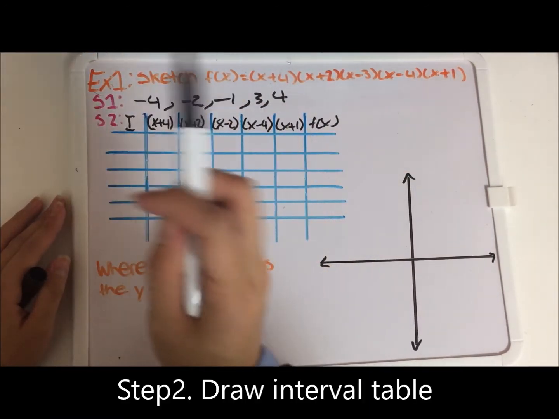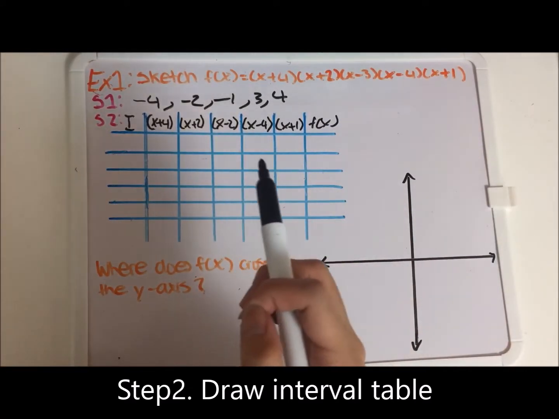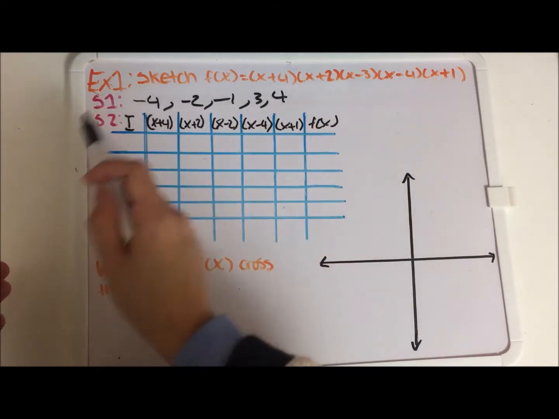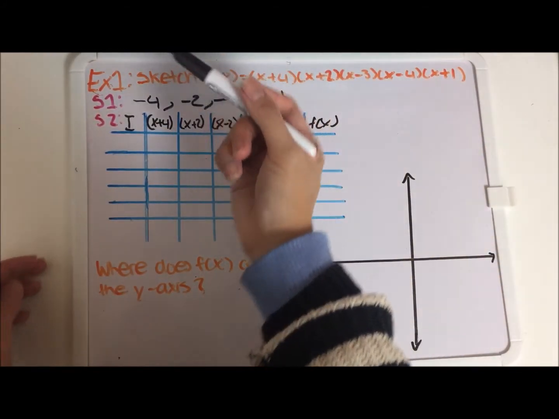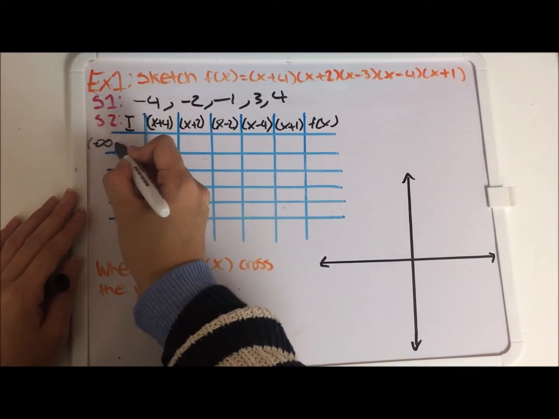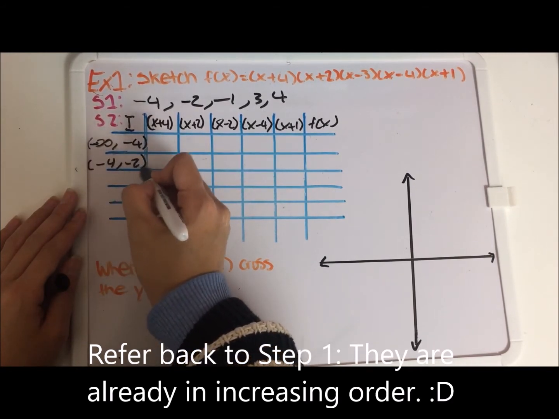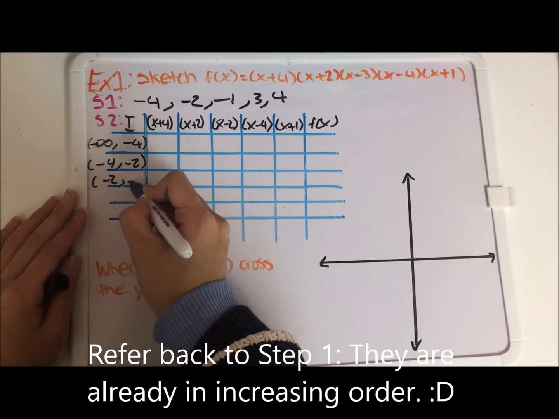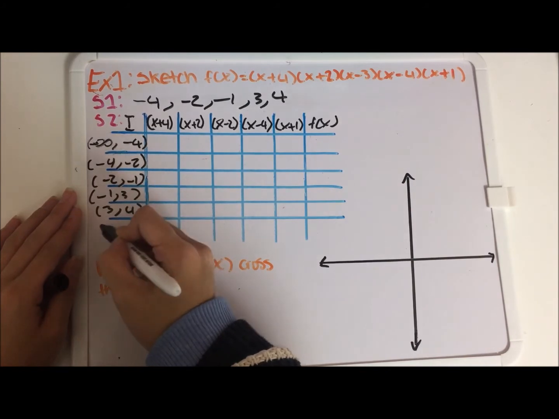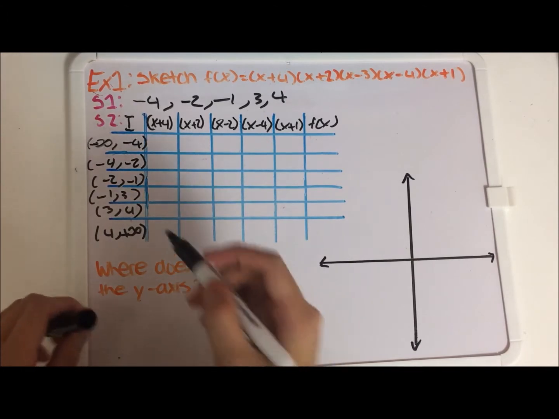Next step is to draw an interval table to determine the sign of the function in the intervals between the x-intercepts. The first step is to list each factor on top of each column, and then you write the intervals in increasing order. So always start from -infinity to the smallest number, -4, then -4 to -2, -2 to -1, -1 to 3, 3 to 4, and 4 to positive infinity.